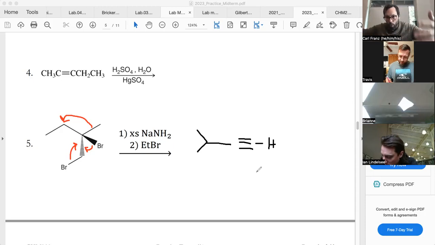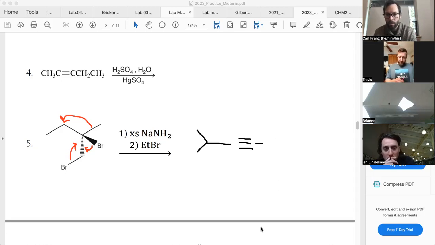And so then in excess, we remove that hydrogen, right? And now we have an acetylide.